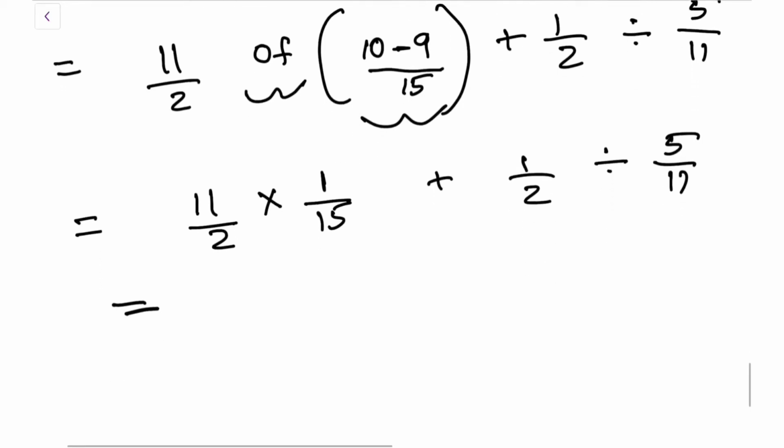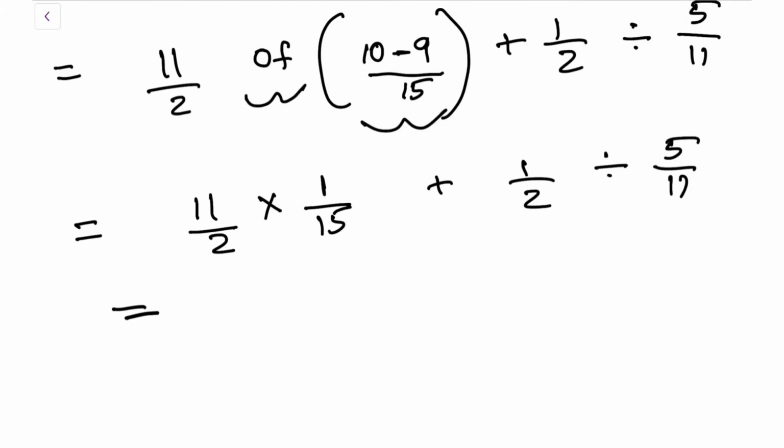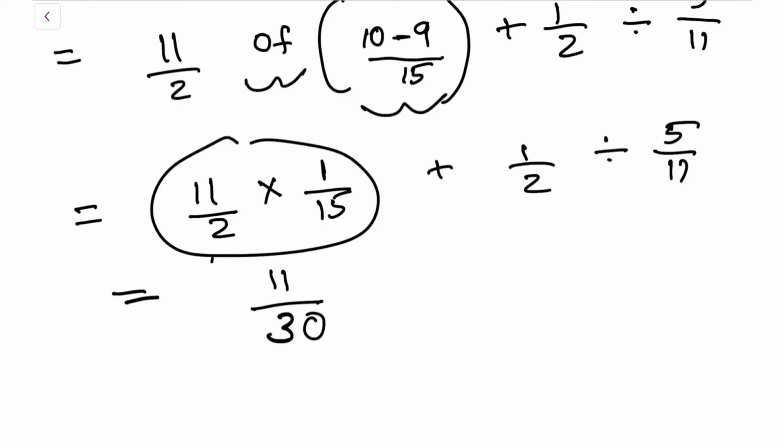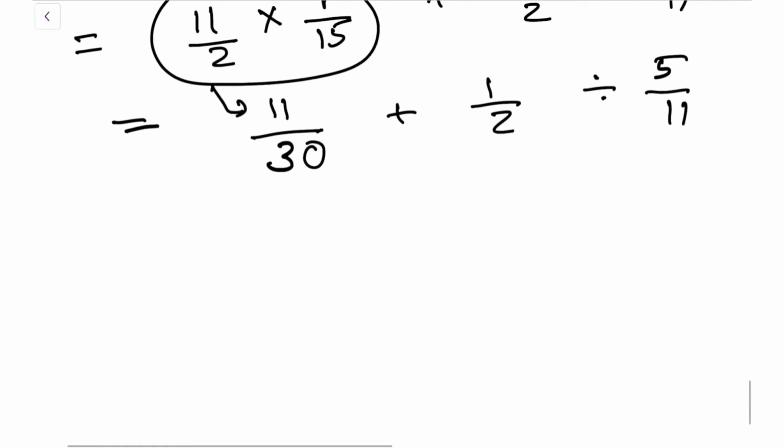So if you have to solve this, it becomes 11 into 1 is 11 by 15 into 2 is 30. Alright, we did that. 11 by 30, and keep everything else as it is. Plus 1 by 2 divided by 5 by 11. As you can see, it's simplified further.